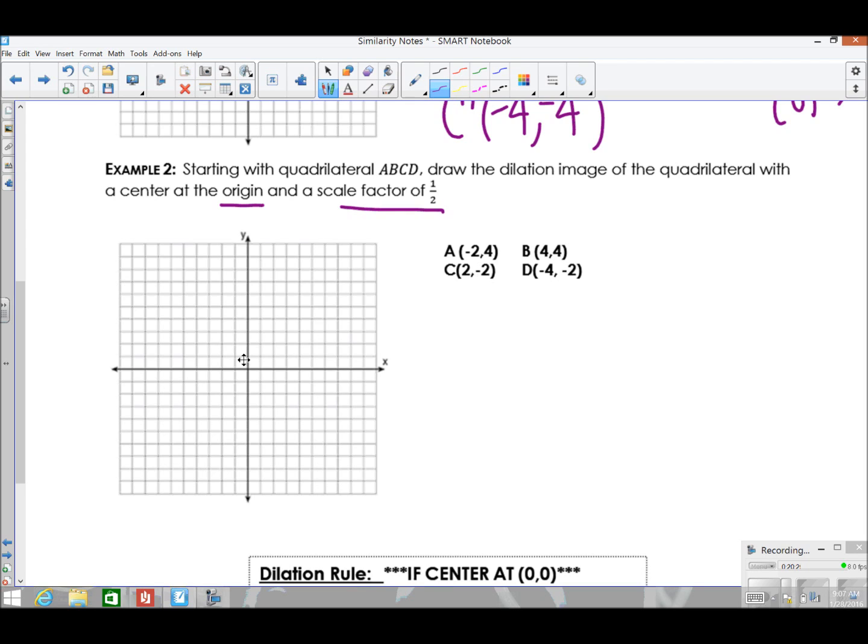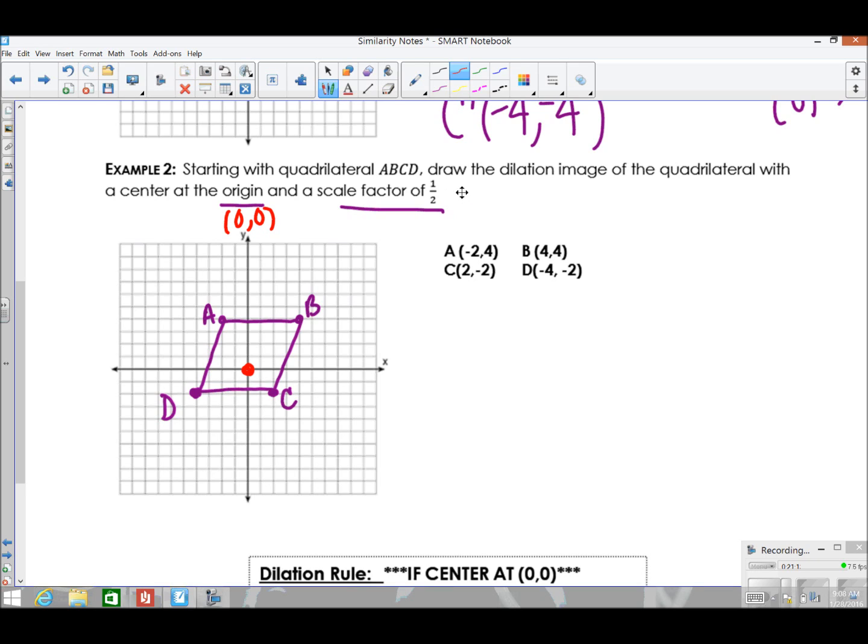So I'm going to start off the same way, plot my points. So -2, 4, 4, 4, 2, -2, -4, -2, 1, 2. And again, make it known which point's the center. So in this case, I'm just going to mark it with the red dot. So there's my center of dilation because it was at the origin, 0, 0.